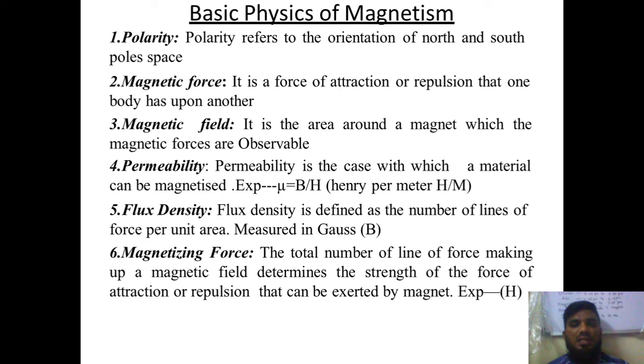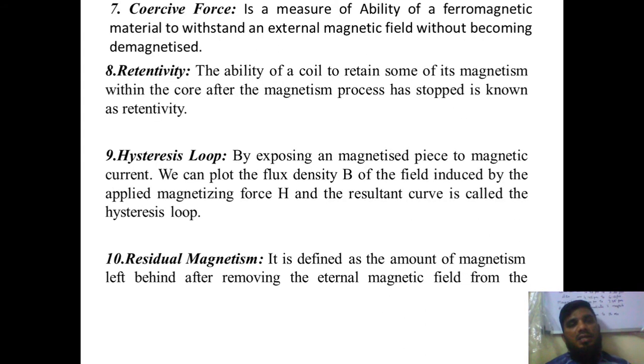Next, flux density. Flux density is nothing but the number of lines passing through an area, or the number of lines passing per unit area, called flux density. Magnetizing force is the total number of lines of force making up the magnetic field, which determines the strength of the magnet's attraction or repulsion. This is called magnetizing force.